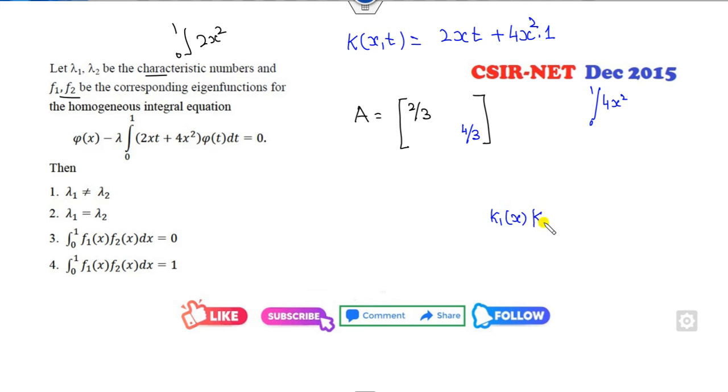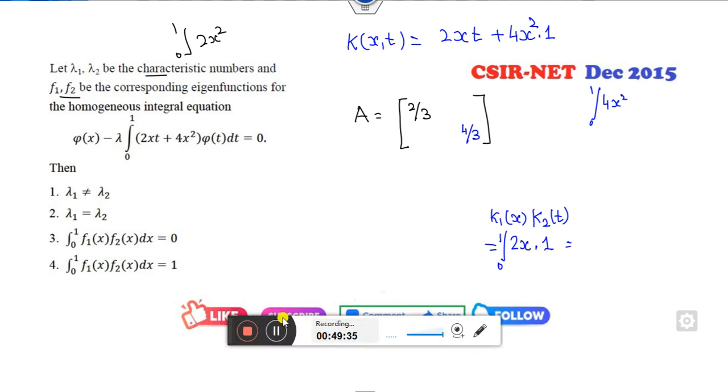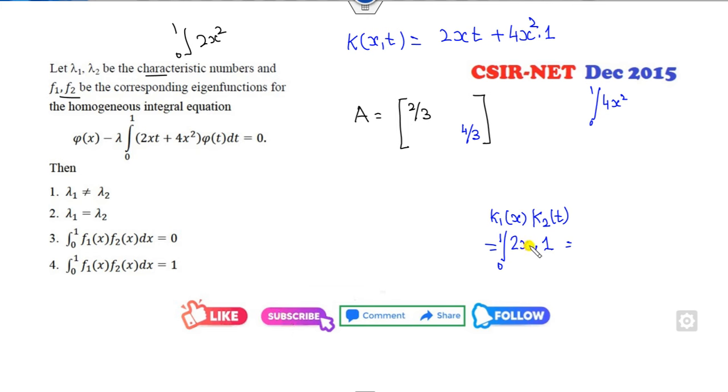What is the k1x, k2 of t? K1x, k2t, 1, from 0 to 1. So it will be x square by 2. X square will be cancelled out. It's a 1. And what is that? K2x into k1 of t. What is the k2? 4x square. K1t is my x. So it's a 4x cube. What is the integration of the 4x cubed?